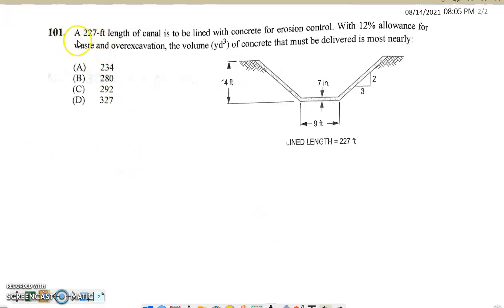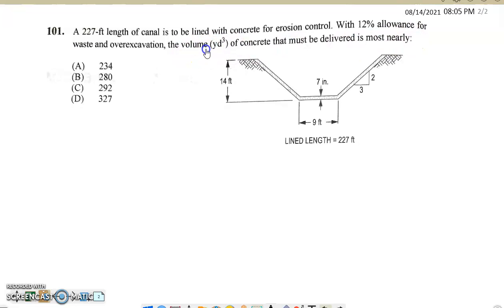Let's take a look at this question. A 227 feet length of canal is to be lined with concrete for erosion control, with 12% allowance for waste and over excavation. The volume in cubic yards of concrete that must be delivered is most nearly. So the question that they're asking for is volume in cubic yards. So we need to highlight that.